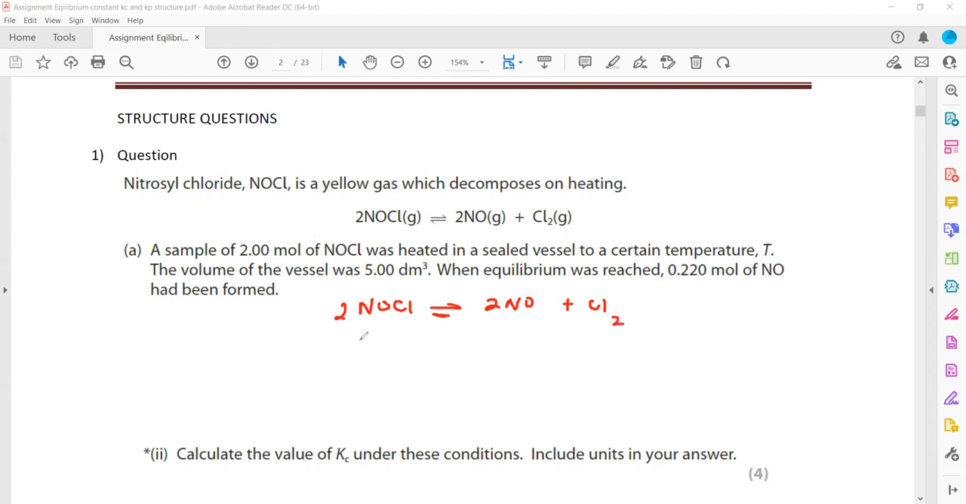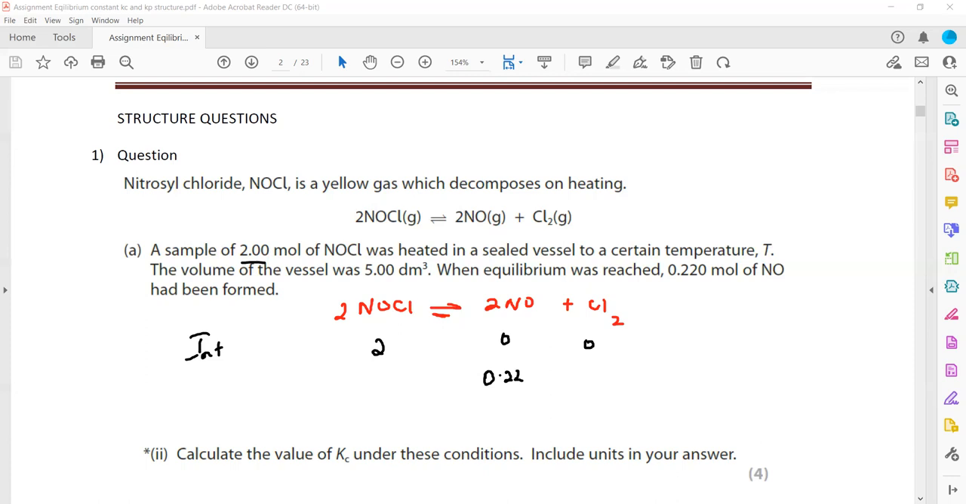In the beginning we have 2 moles of NOCl. The products will be 0 and 0, like initially there is no product present. According to the question, we have 2 moles of NOCl, and as the products are not mentioned, they are 0 and 0. But when the reaction occurs, we have 0.22 moles of NO.